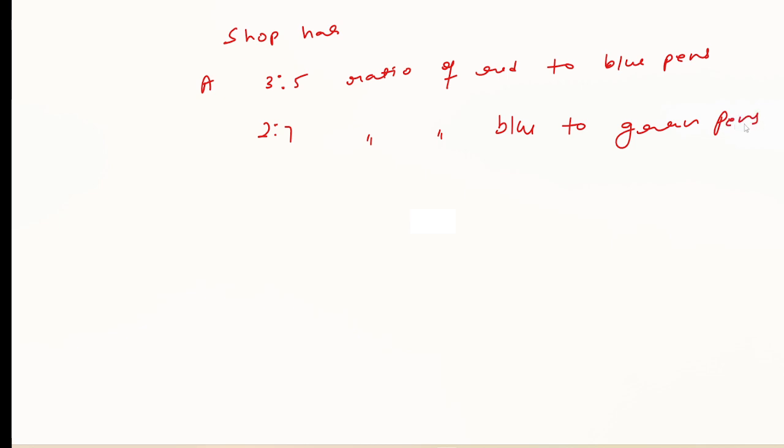So we always write ratio in order. For example, here red to blue. So first what is written? Red. So what is the ratio? I mean the number for red, because red is written first. So we have to check what is there first. If 3, so 3 is for red, like it goes correspondingly. 5 is for blue. Similarly, blue is written first, so 2 is for blue, not 7. 7 is written second, which is representing green pens ratio.